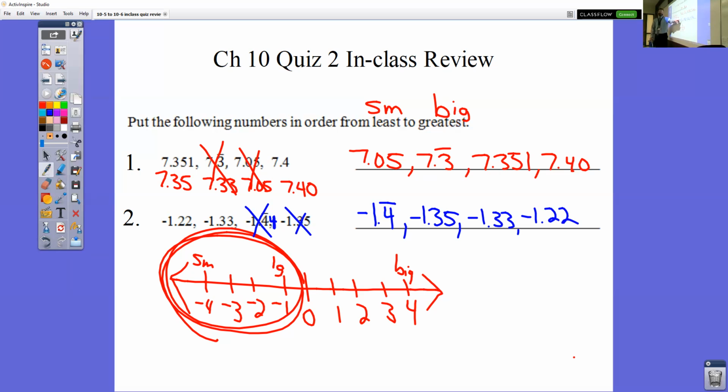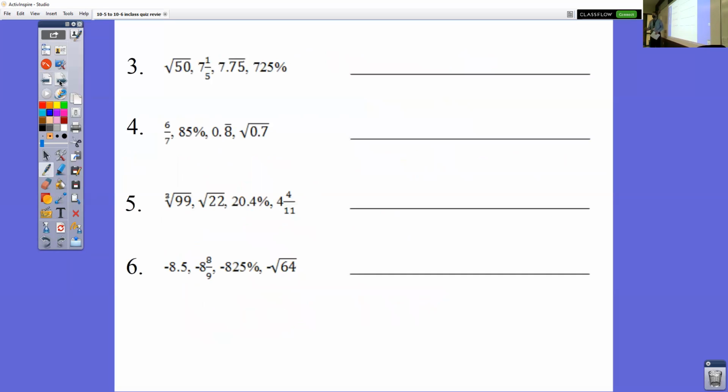So negative numbers go backwards, all right? Negative numbers go backwards. So you'll have some questions on your quiz that are already in decimal form. You'll notice that on these other 4 questions, you need to make them into decimals first. Go ahead and do question number 3.